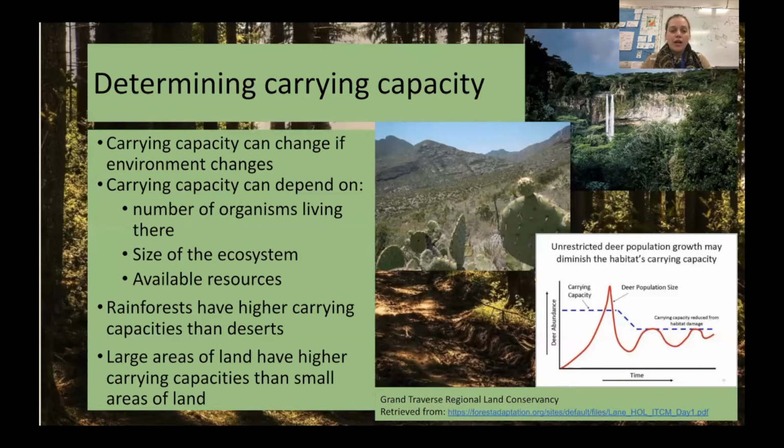Rainforests are going to have a higher carrying capacity than somewhere like a desert. And why would that be? Well, rainforests have more water, and so there's more chance that plants can grow there. Your amount of precipitation and the temperature in an area will determine your vegetation, which will then determine the types of animals that you can have living in that area. Large areas of land have higher carrying capacities than small areas of land. There's more resources, more territory, so higher carrying capacities.